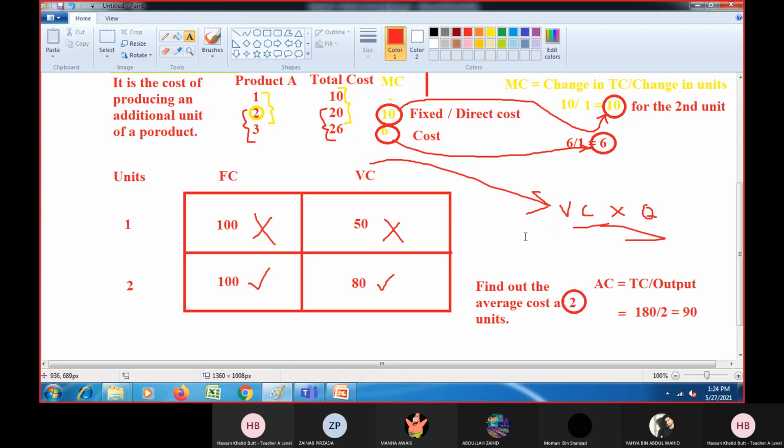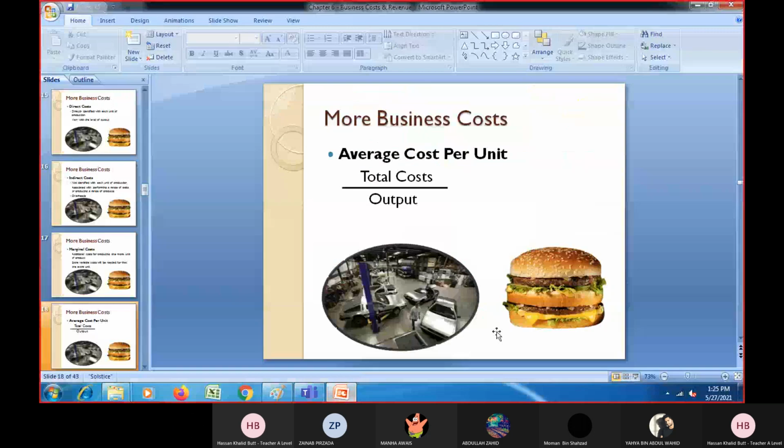So that's it. Any question regarding average cost? No, sir. All right, great. So let's move on then.